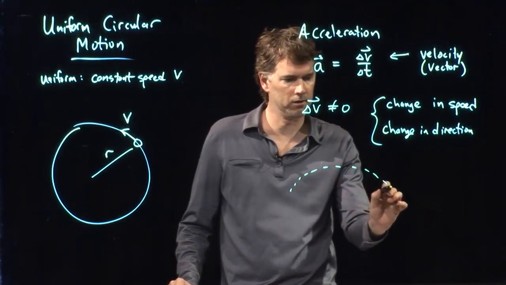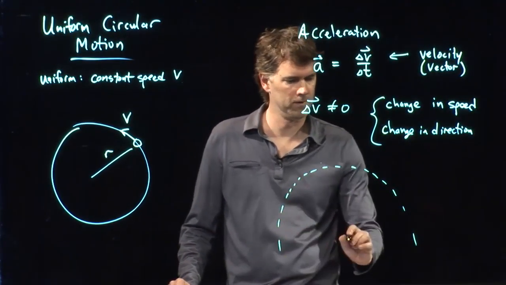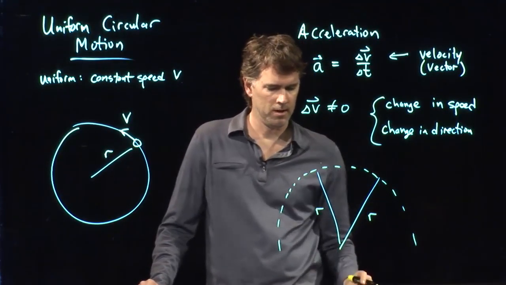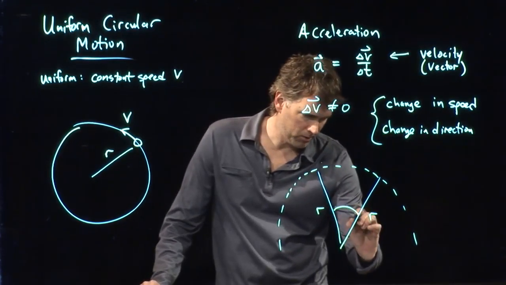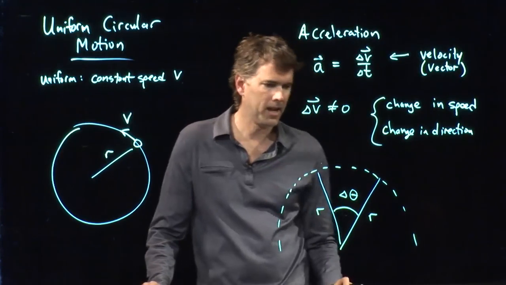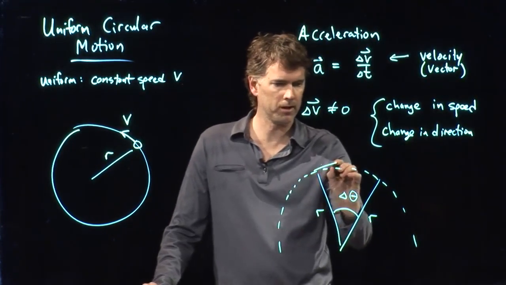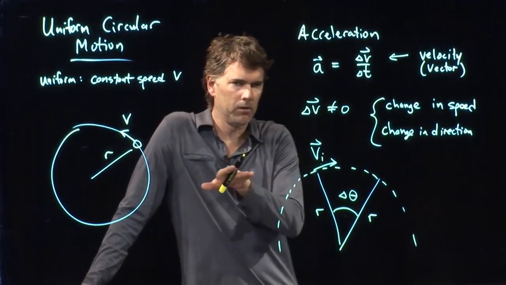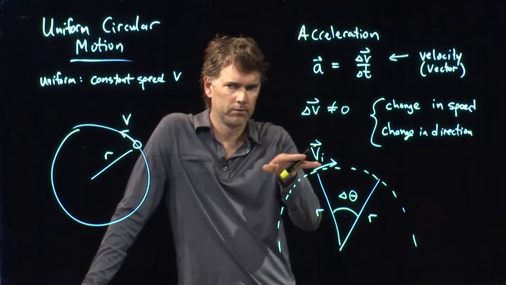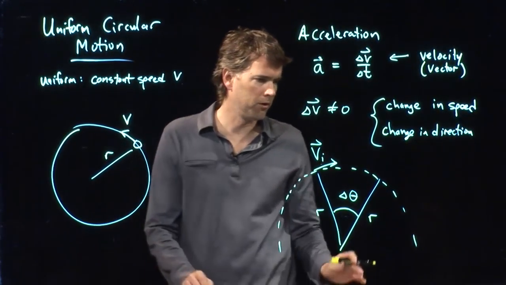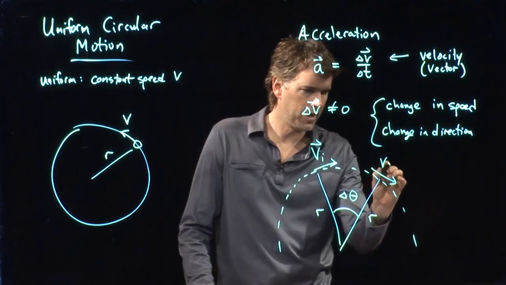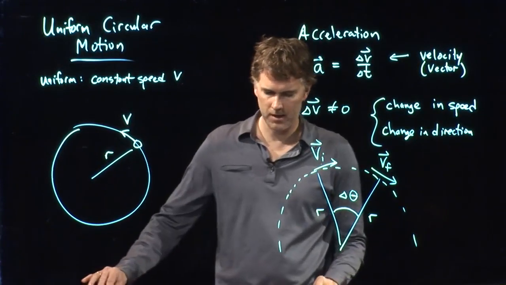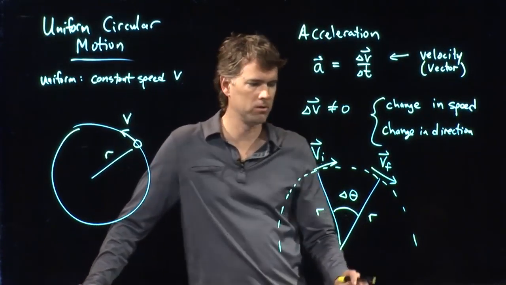Here's a section of our circle. Here is a radius vector, r. And we're going to identify this angle that you traverse as delta theta. And let's say that we're moving in this direction. Your velocity is always tangential to the circle in uniform circular motion. So the initial velocity is there, the final velocity is there. We have clearly changed directions for our velocity, and so that is going to lead to an acceleration.